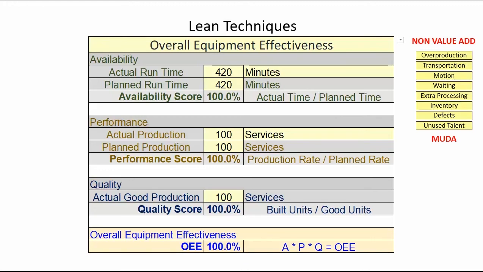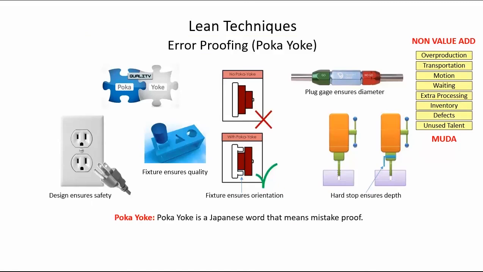This is a common tool used to help establish the OEE score for any piece of equipment. As mentioned earlier, poka-yoke is a Japanese word that means mistake-proof. As we create or improve processes, we should always attempt to eliminate the potential for error. When doing so, the team should always try to identify mistake-proofing methods that are effective, inexpensive, and easy to implement.